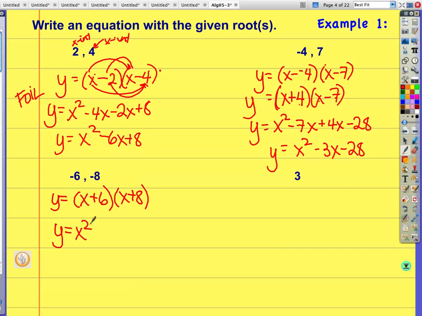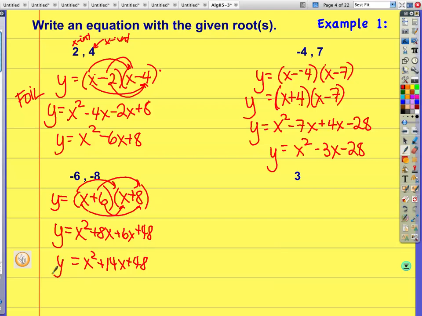I'm just going to keep showing you FOIL for a little while. We have x squared, and then you do your outer terms. You have 8x. You do your inner terms. You have 6x. And then you have 6 times 8 is 48. So now x squared plus 14x plus 48. That's what y equals. What are you going to do here?